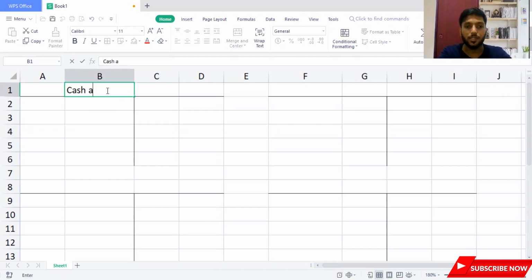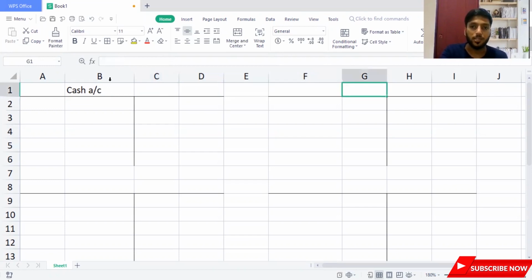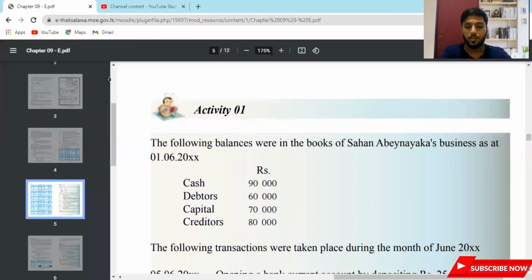I'm going to start with the cash account. Always remember to put the account names when you start a ledger account. Then we move on to the area. Debtors 60,000. So I'm going to write debtors one by one, guys. So don't hurry. Debtors account.